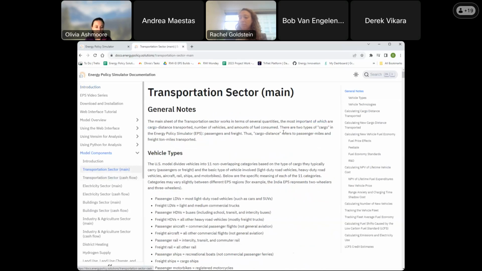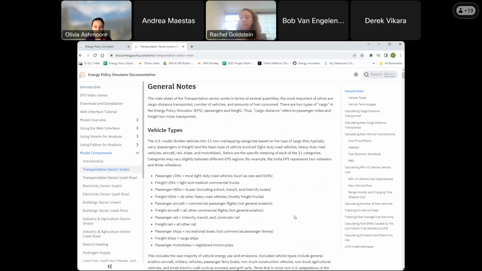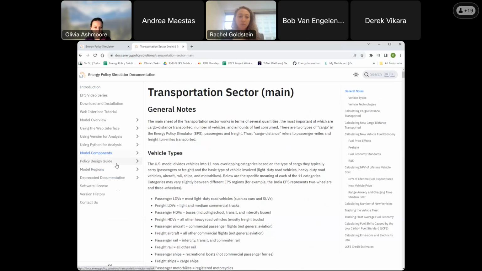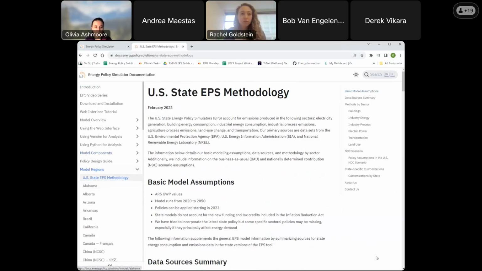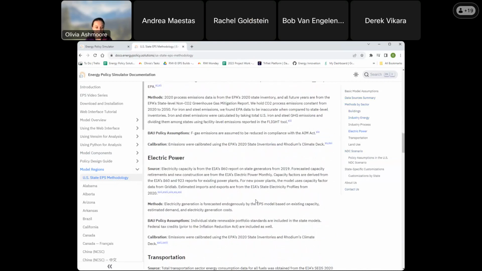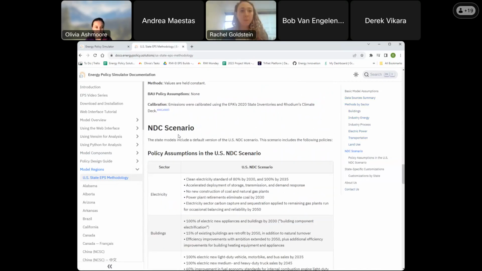So, for example, this is the transportation sector methodology, and it goes through how we calculate emissions and the potential impacts of different policies. Under model regions, I can point you to the US state EPS methodology, which provides a more detailed overview of the sources we used in developing the state EPS models, some basic model assumptions, and then the different methods by sector. So we explain how we came up with our estimates for building sector energy emissions and things like that. Under the NDC scenario section, we go over what's included in a scenario I'll show you that's built into the tool. It's called the US NDC scenario.